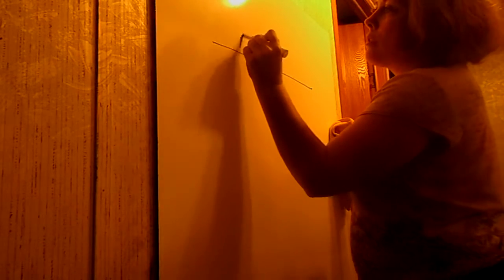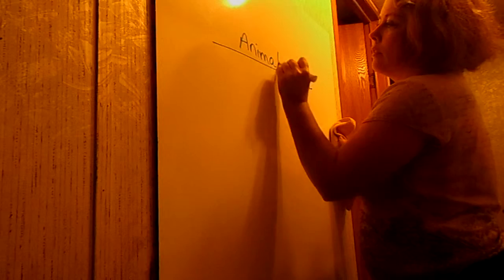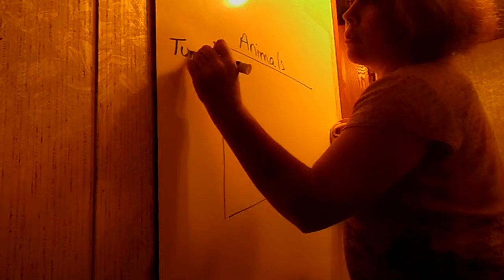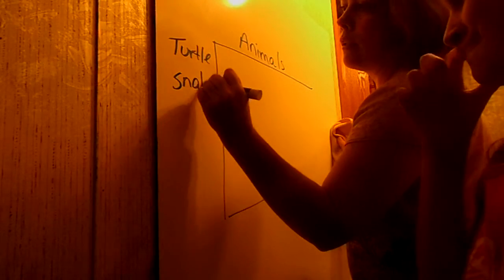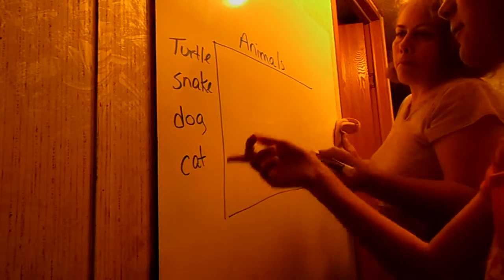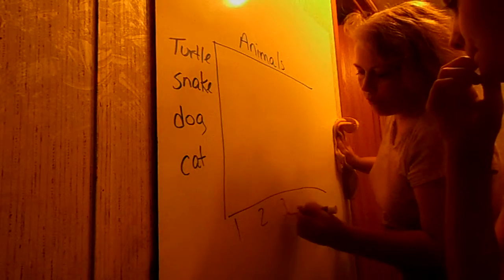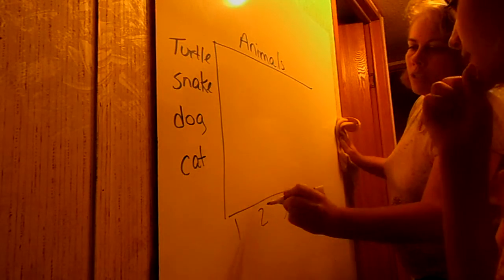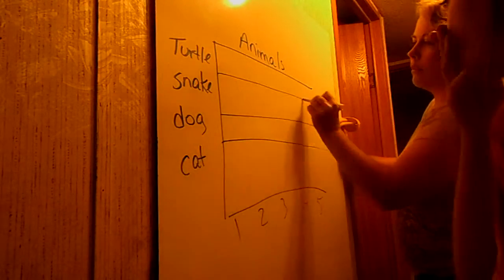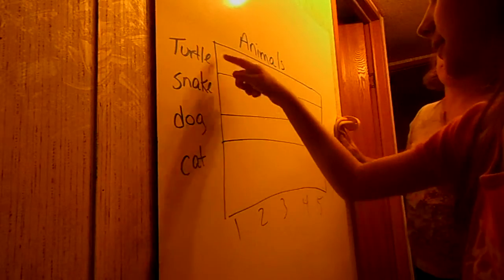Also, what you can do with your graph is you can say, I have animals. So your graph would be animals. And what type of animals you have? You have turtle, snake, dog, cat. Okay? It's all these animals that we have. 1, 2, 3, 4, 5. So you want to make your graph out like this. Cats, dogs, snakes, and turtle.